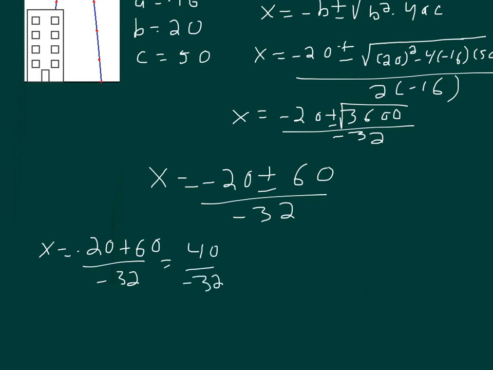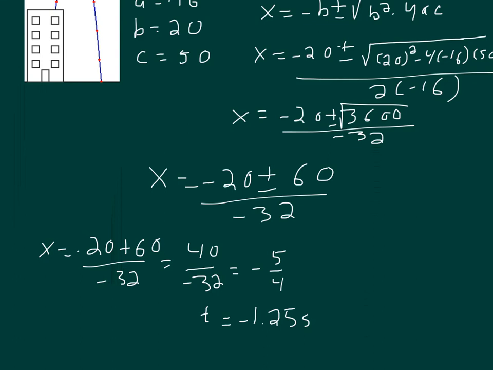And 40 over negative 32, I could reduce that to make that negative, and divide everything by 8 to get negative 5/4, but it probably would make more sense to think about this as negative 1.25 seconds. Now, I used x because that's what the quadratic formula uses, but in this case I'm really talking about a time here. So time equals negative 1.25.